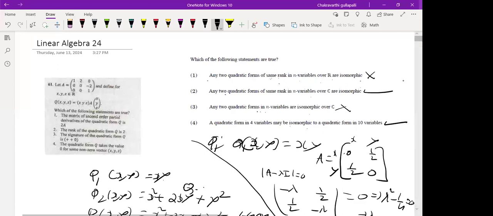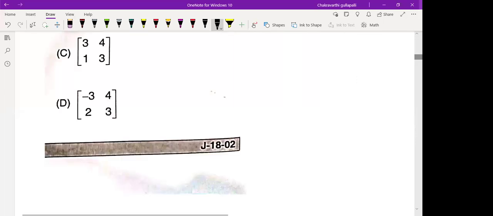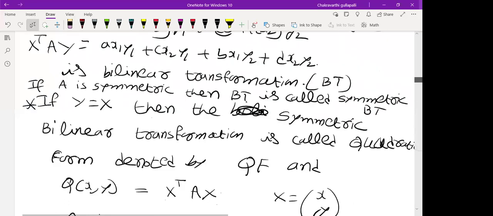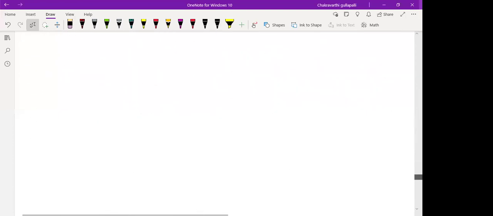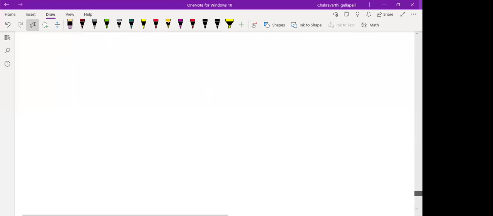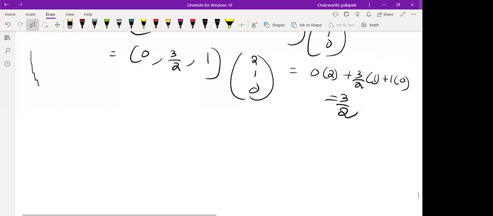Let us see. I'll try to construct an example of a quadratic form having 4 variables and 10 variables that are equivalent. Is there any example? That's what we want to know. So the matrix should contain 4 variables, that is a 4 by 4 matrix I have to take, and a 10 by 10 matrix for the quadratic form.